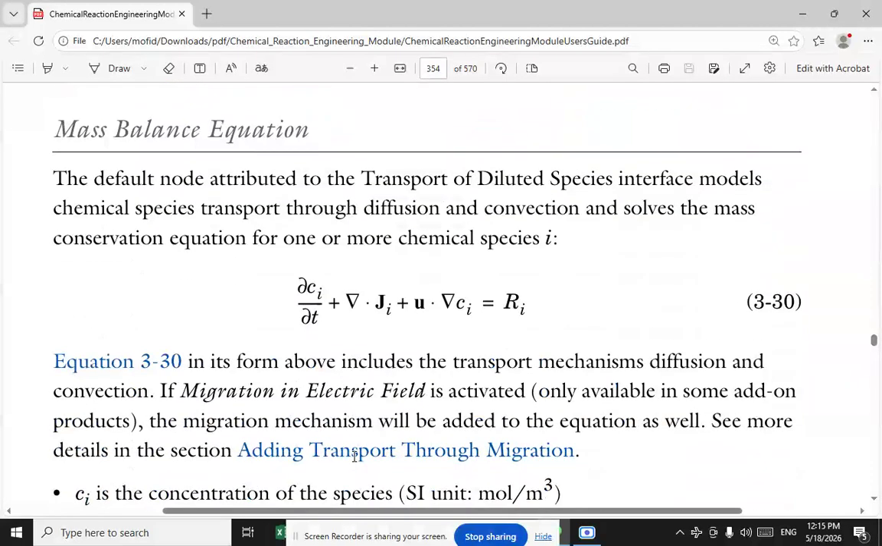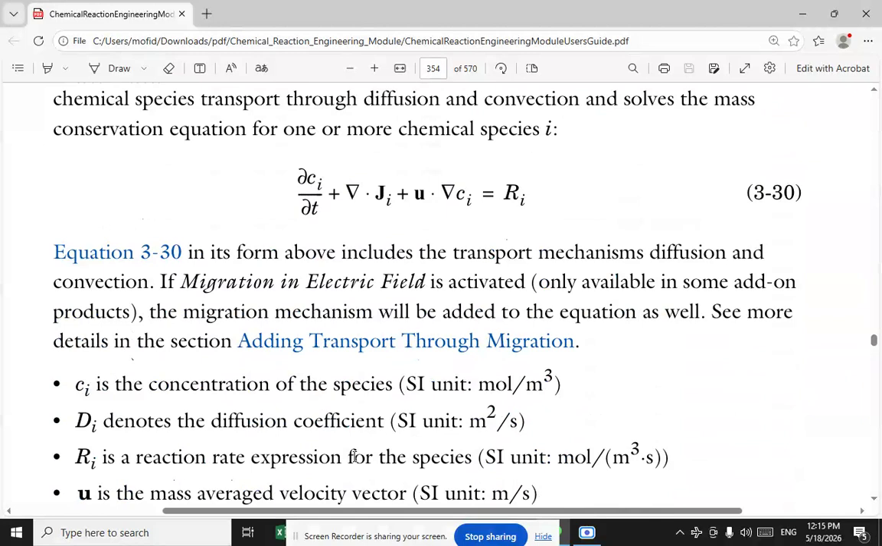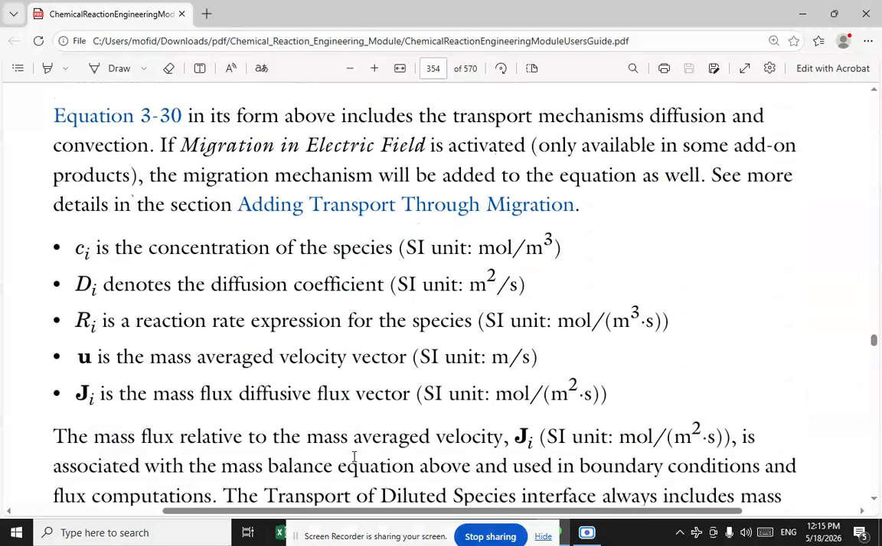The default node attribute to the Transport of Diluted Species interface models chemical species transport through diffusion and convection and solves the mass conservation equation for one or more chemical species i, which has the derivative of ci with respect to time plus divergence of Ji plus u dot gradient of ci equal to Ri. Equation 3-13 in its form above includes the transport mechanisms diffusion and convection. If migration in electric field is activated, only available in some add-on products, the migration mechanism will be added to the equation as well. See more details in the section Adding Transport Through Migration.